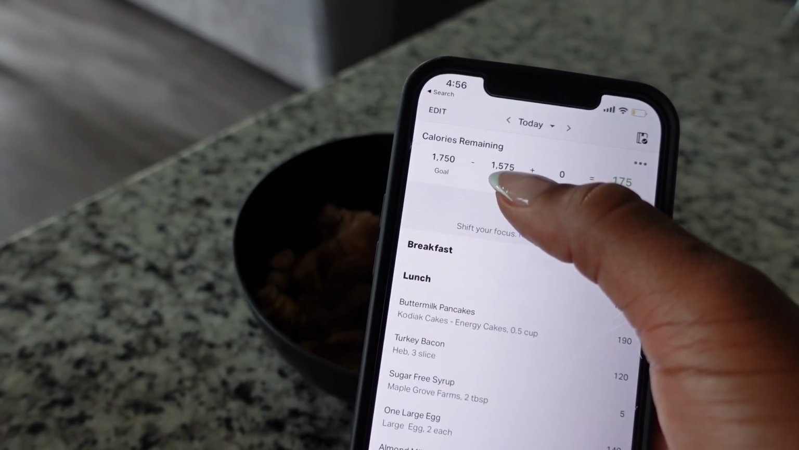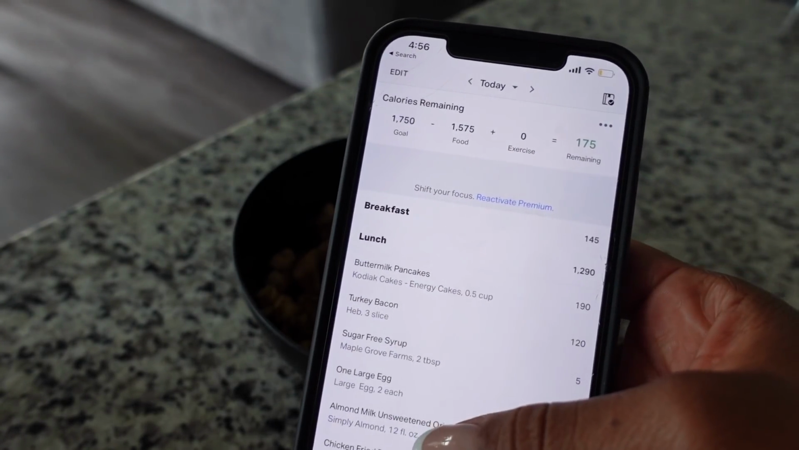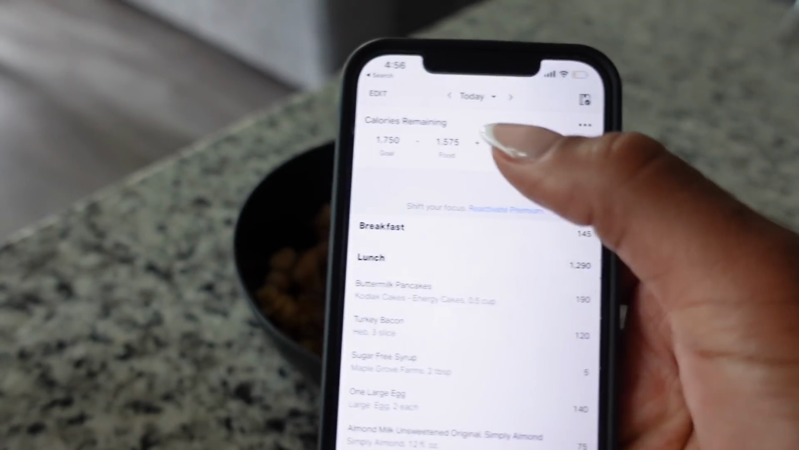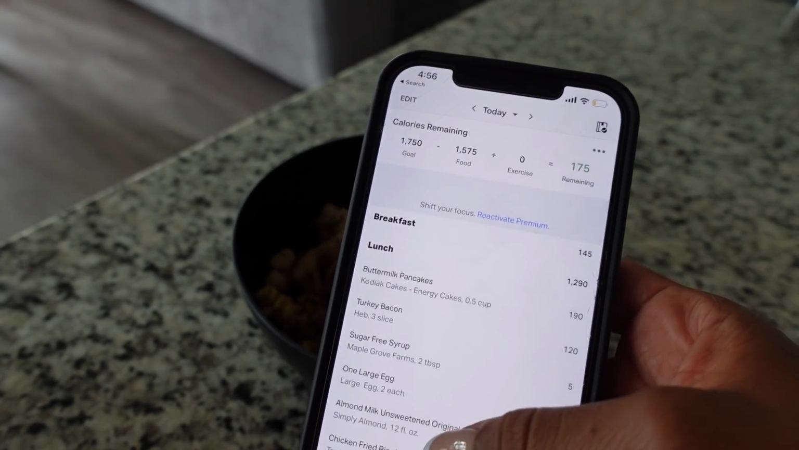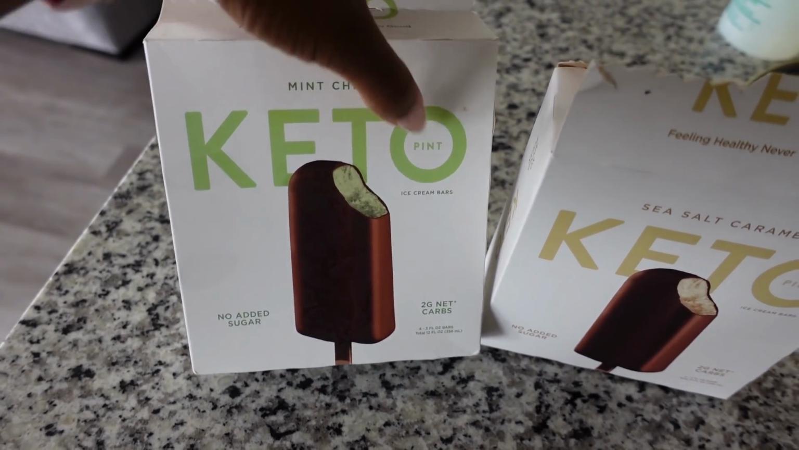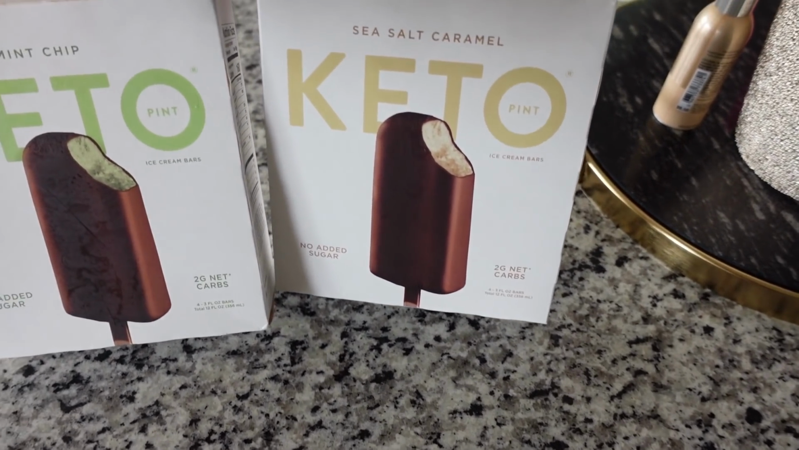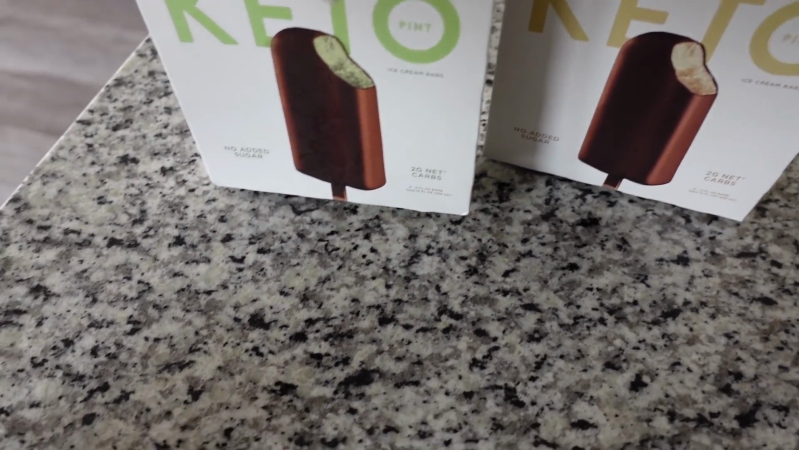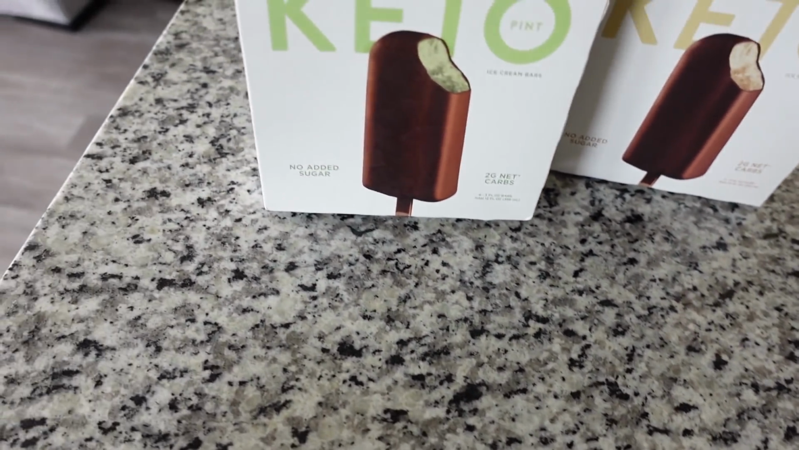So far, I've eaten 1,575 calories, and I need to up that. This isn't right here, but y'all get the point. We getting there. And for desserts, afternoon dessert, I'm gonna be having one of these keto ice cream bars.